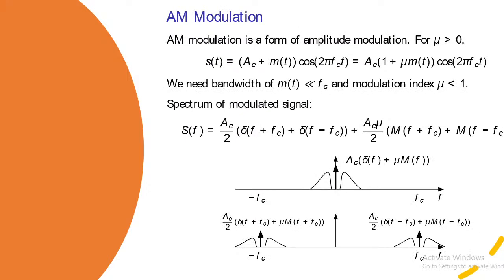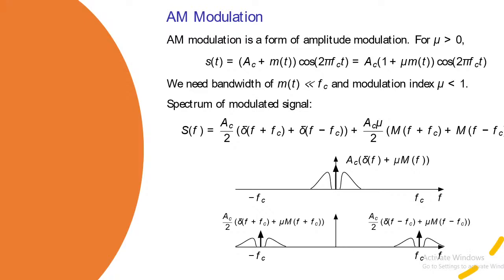Now we have seen DSBSC. Now we'll come to AM modulation, amplitude modulation, or simple DSB modulation. AM is a form of amplitude modulation in which mu is greater than zero. What is mu? I will tell you later. But for the time being, remember that mu is called the modulation index. We'll discuss the modulation index a little later, after two or three slides.